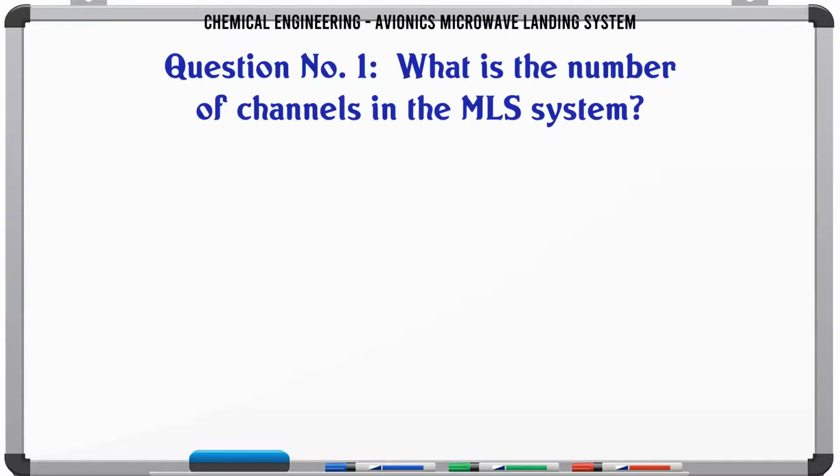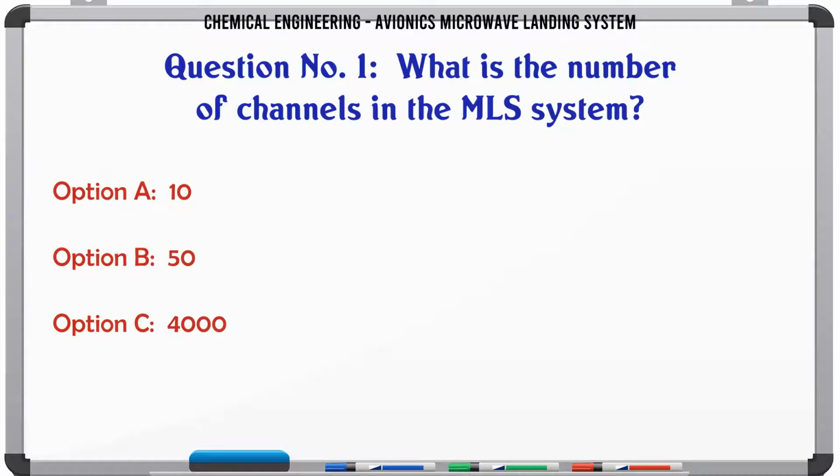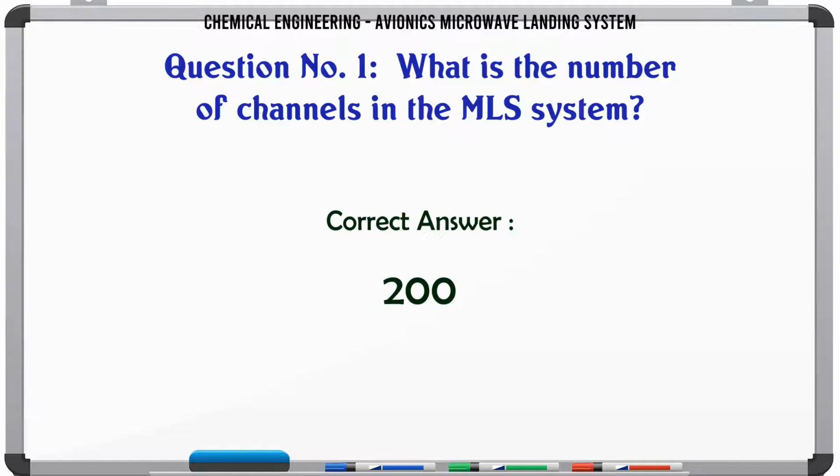What is the number of channels in the MLS system? A, 10. B, 50. C, 4000. D, 200. The correct answer is 200.